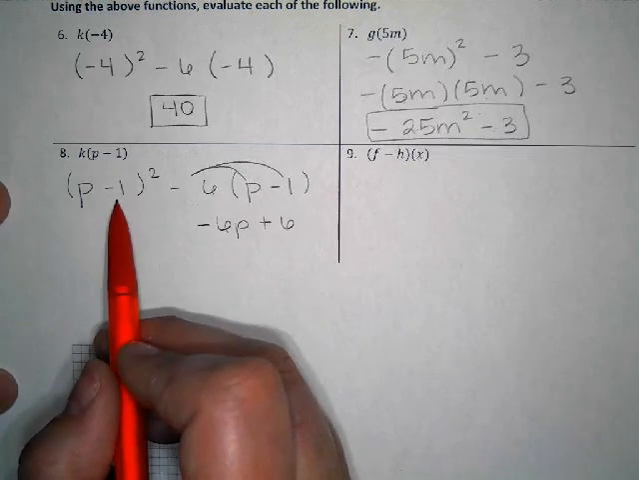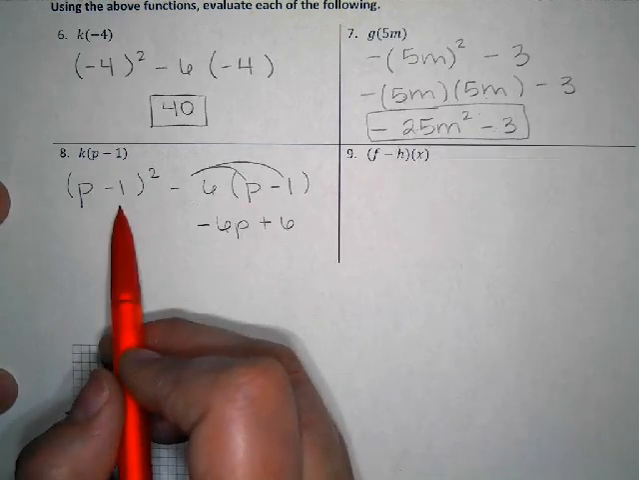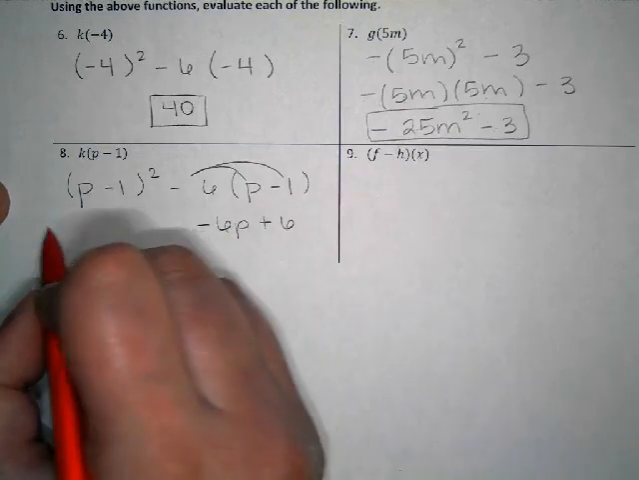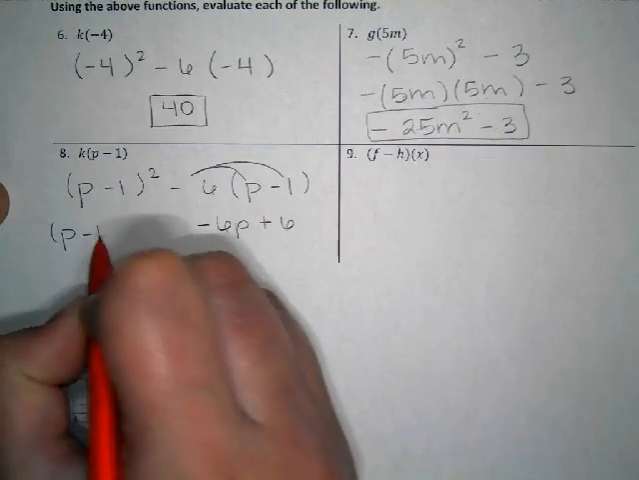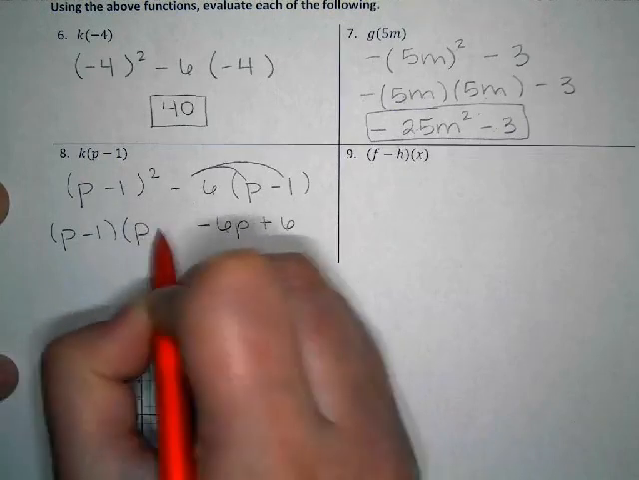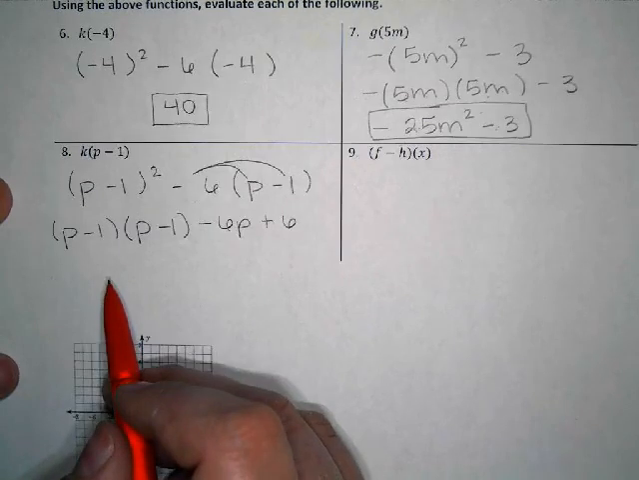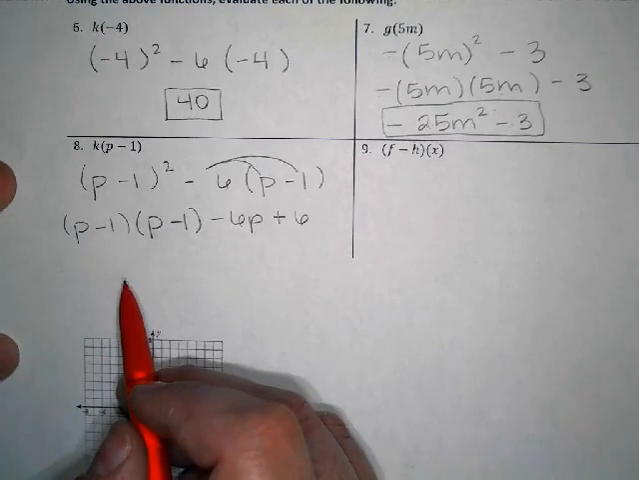And then what do we do with this part? P minus 1 squared. We do it what? We write it twice. And when you have parentheses written twice, what do you do with those parentheses? And we multiply them how? We FOIL them.